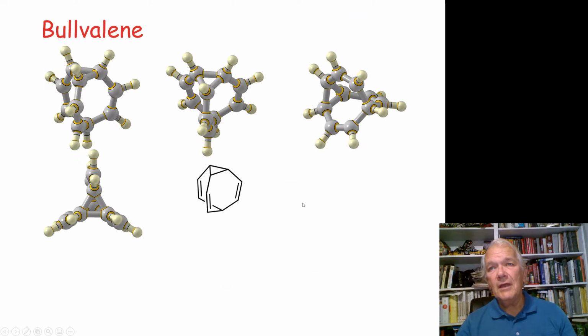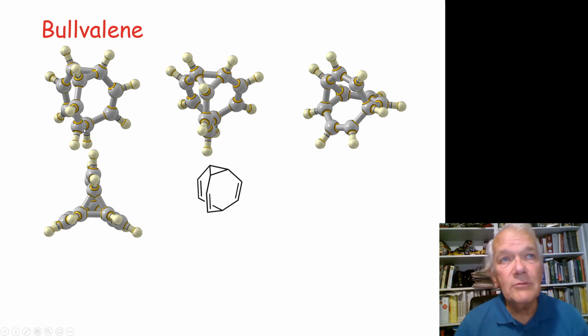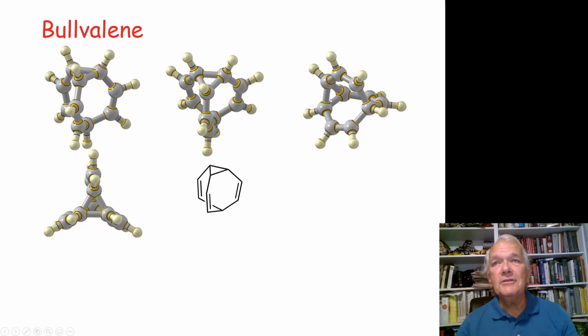Well, this molecule is really bizarre. It's called Bullvalene, which has to be one of the neatest names in all of chemistry. And here's a bunch of pictures of Bullvalene showing you different views. It's got a threefold axis down the middle. Now the fun thing is that this thing can still do Cope reactions.